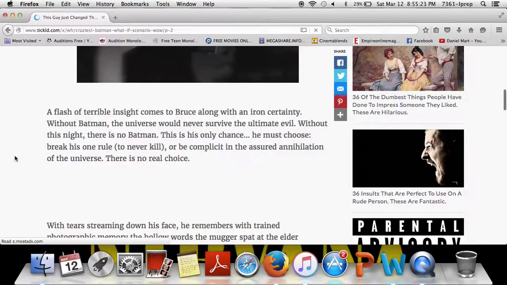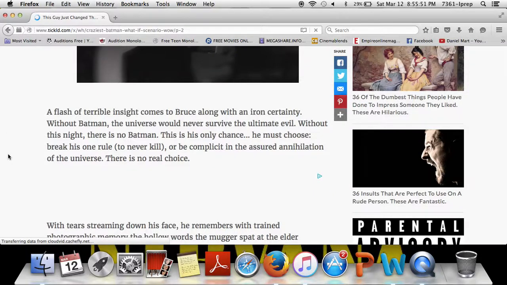With Batman, the universe will never survive the ultimate evil. Without this night, there is no Batman. This is the only chance. He must choose: break his rule to never kill, or be complicit in the assured annihilation of the universe. There is no real choice here. Which I find this part funny, he breaks his one rule, to never kill. I mean, he's killed before. It depends what continuity you go with, but for sure, he's killed at least once in every continuity.